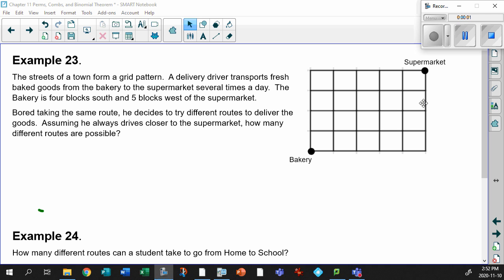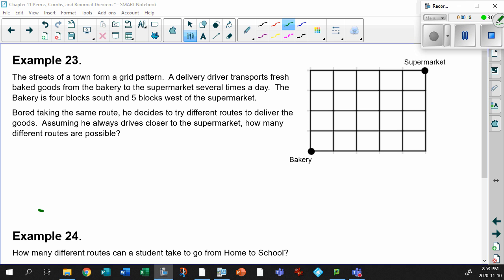I want to look at a question that they call pathway questions now, or routes. Different routes. For example, look at this. It says the streets of a town form a grid pattern. Oh, hey, welcome to Edmonton. A delivery driver transports fresh baked goods from the bakery to the supermarket several times a day.